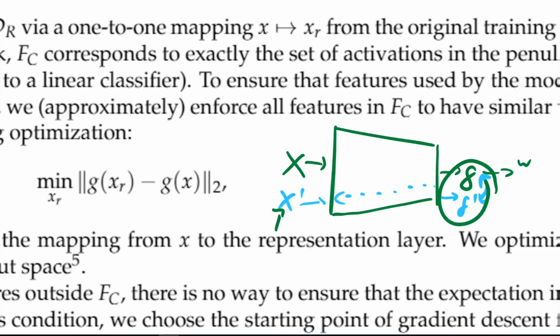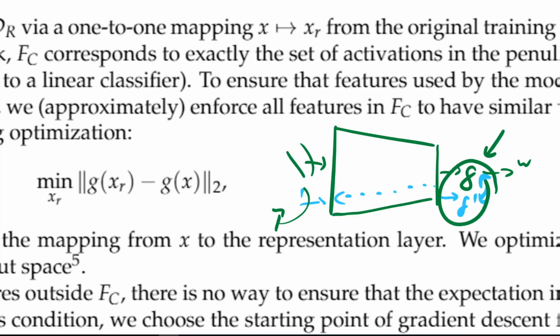What happens is that my x prime will match the x in all the ways that are relevant for the features. Basically, I will transfer all of the features from x to x prime, but nothing else, right? Since I start with random.